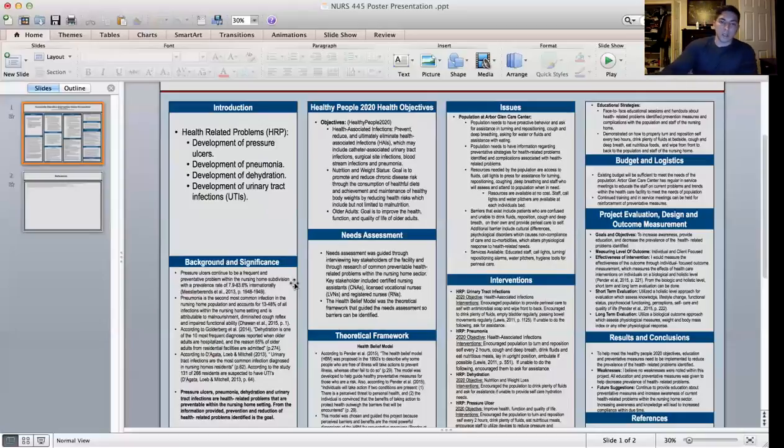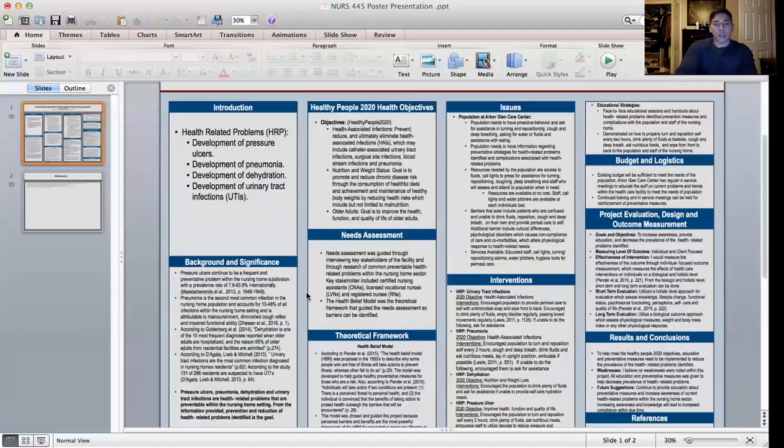Our needs assessment. The needs assessment was guided through interviewing key stakeholders of the facility and through research of common preventable health-related problems within the nursing home sector. Key stakeholders included certified nursing assistants, LVNs, and RNs. The health belief model was a theoretical framework that guided the needs assessment so we could help identify barriers.